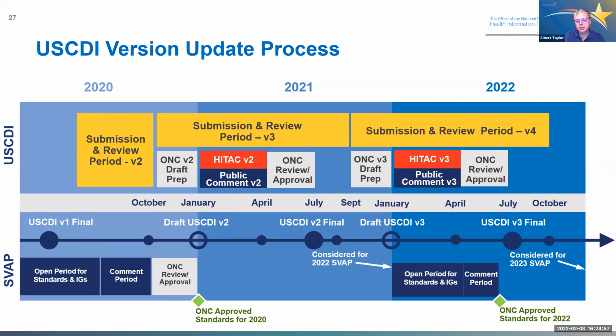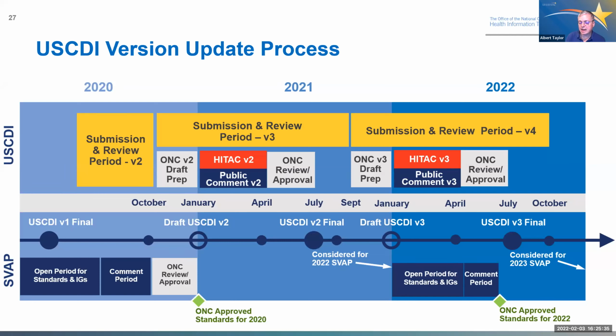So, USCDI version 2, first of all, none of the standards that go through this SVAP process will be required. They will only be required when ONC puts out a new certification rule, and that goes through the entire rulemaking process, public comment, and feedback. So USCDI version 2 will not be required until a new rule comes out, and likewise for a future version of USCDI.